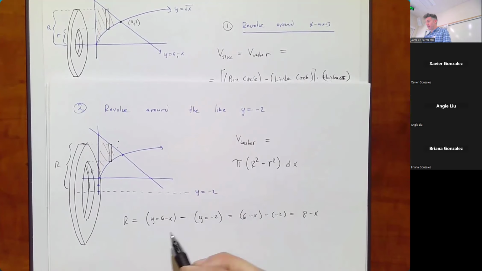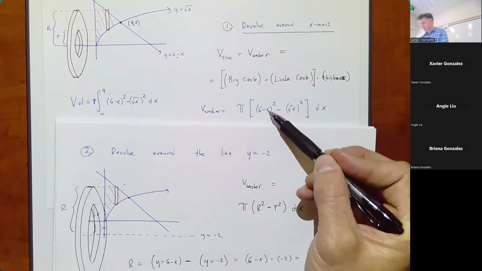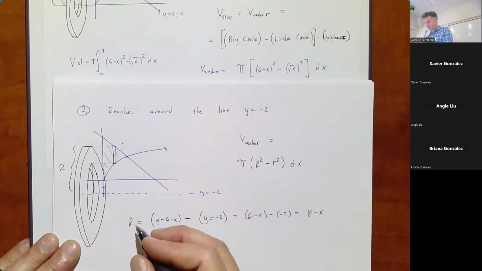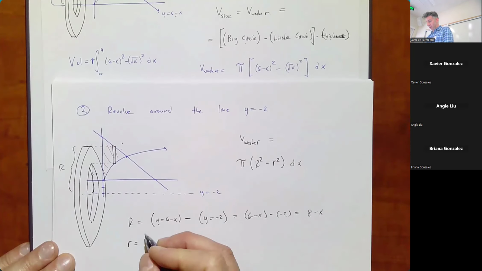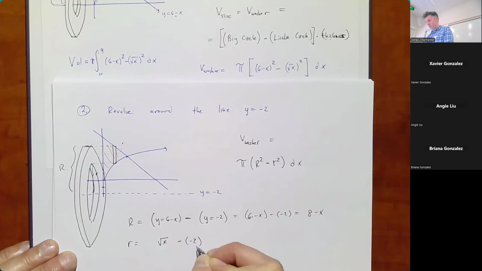Or in other words, my radius got 2 bigger. Right? Before it was 6 minus x. Now it's 6 minus x plus 2. And similarly, the smaller radius is also going to get larger in the same sort of way. It was square root of x. Now it's going to be the square root of x minus -2, which is the square root of x plus 2.